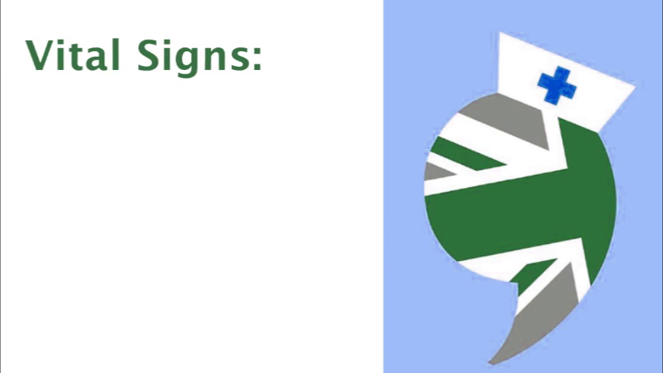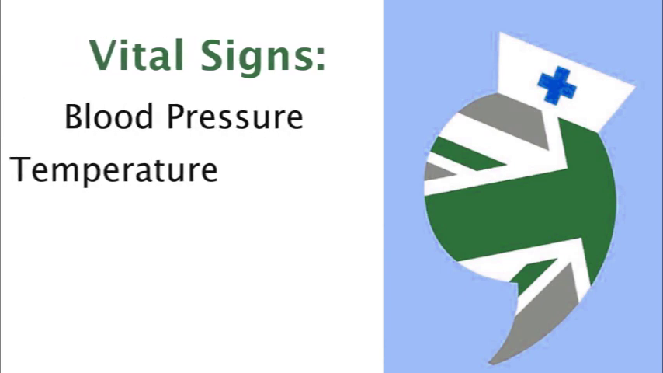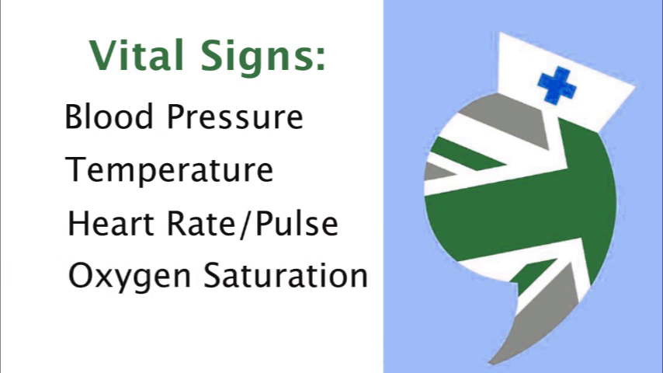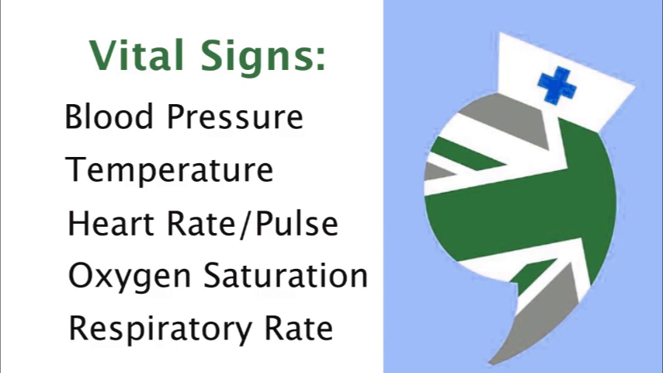So first of all, what are vital signs? In English, we have 5 parameters. Number 1 is the blood pressure. Second is the temperature. Third is the heart rate. Fourth is the oxygen saturation. And fifth, the respiratory rate. So we have 5 parameters, which are our vital signs.